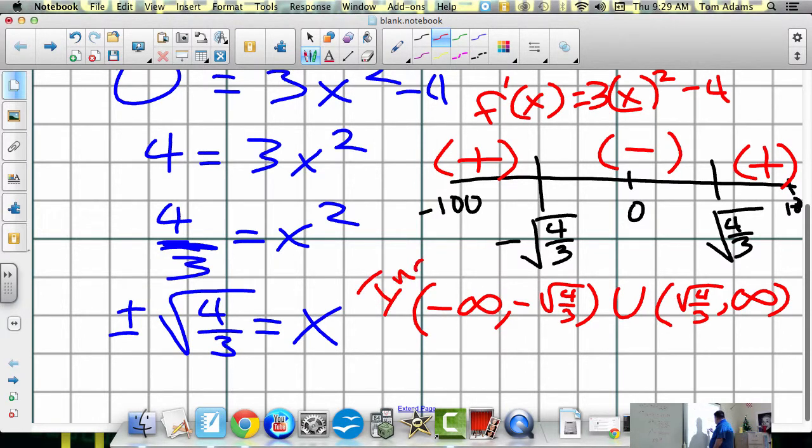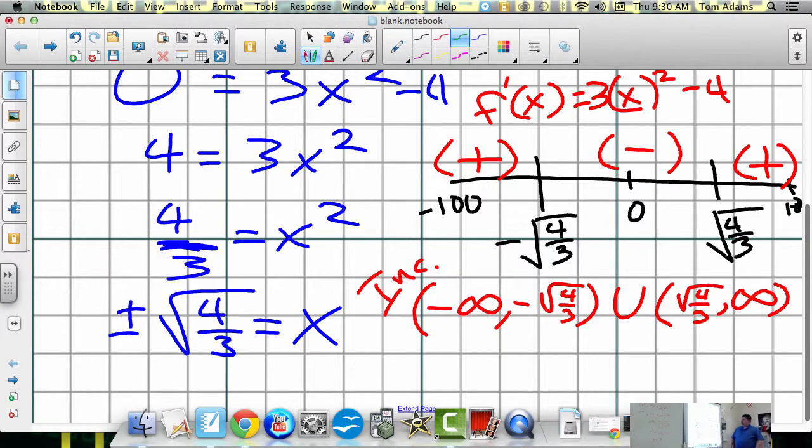Wait, why is it increasing from negative infinity to... Because any number beyond this is positive for the slope. So that's going to be increasing. Wait, why isn't it increasing from 0 to positive infinity? Well, let me finish and then you'll see why, okay?